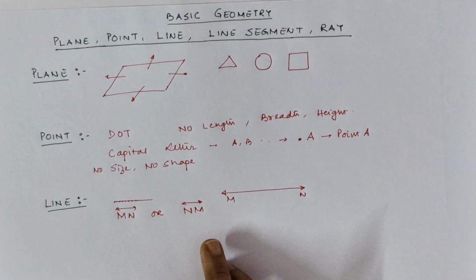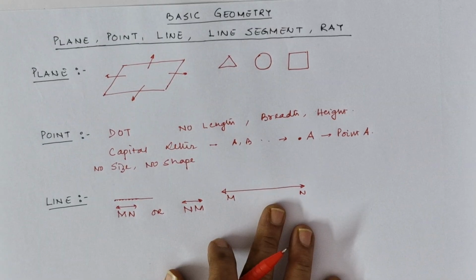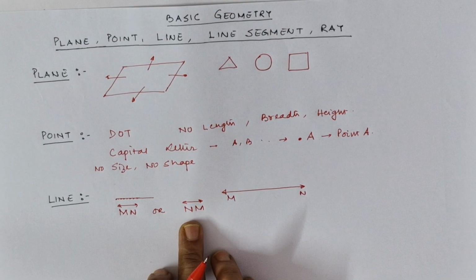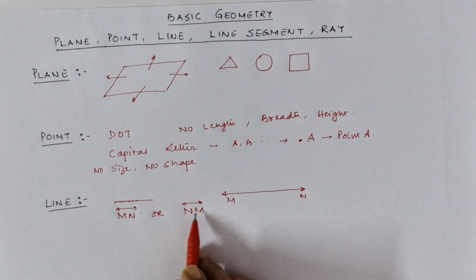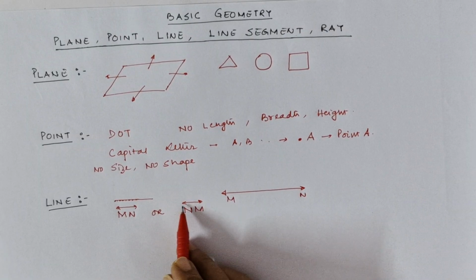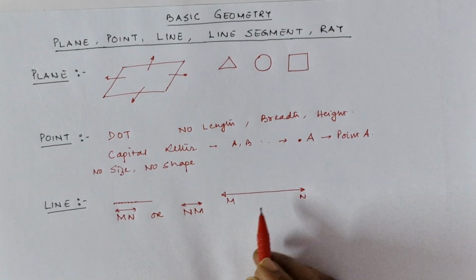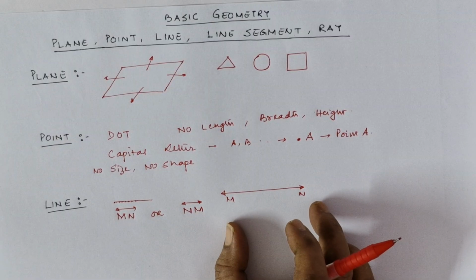So that is how we designate or represent a line. For example, if I write MN above the arrowheads, it represents that MN is a line.